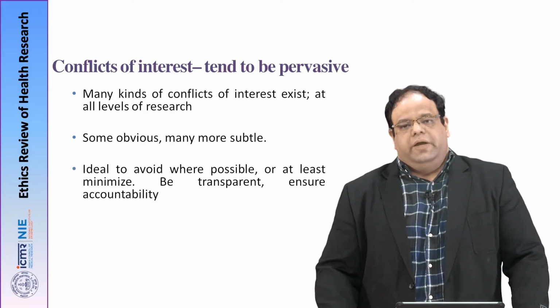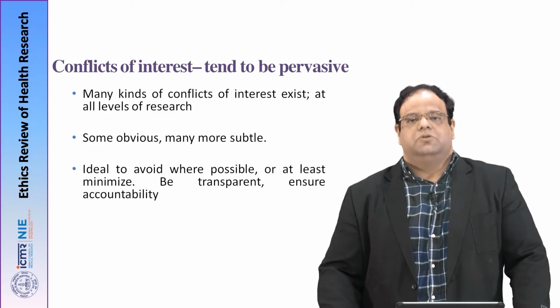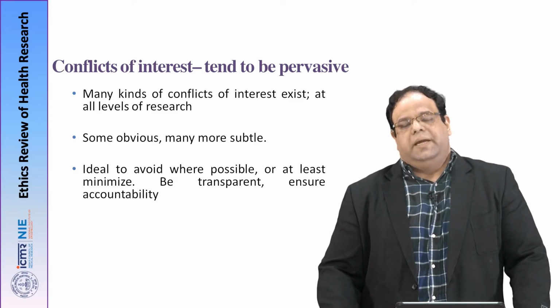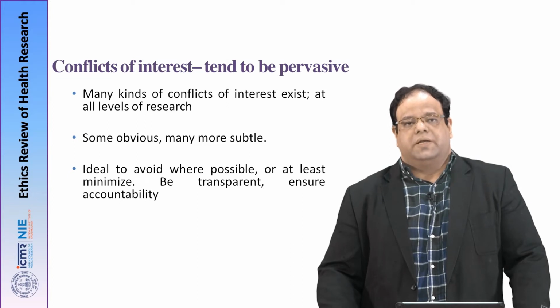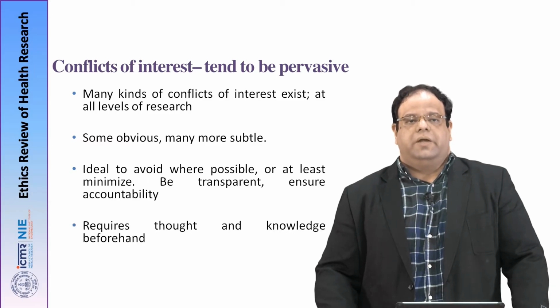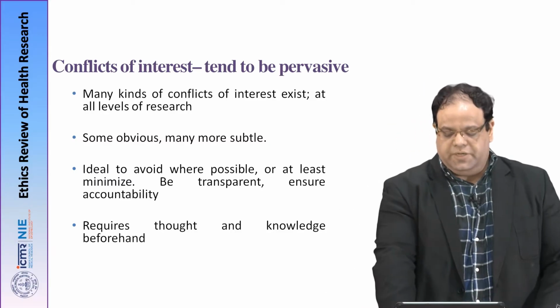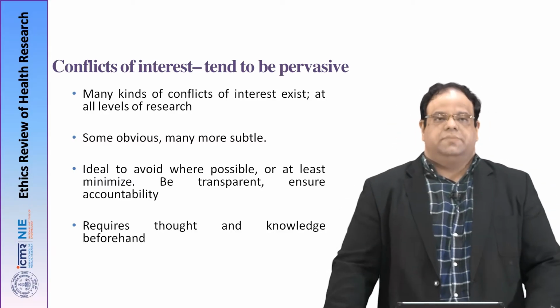It's ideal to avoid a situation where there is a conflict of interest, but if that's not possible, you should work on minimizing it. And hence, again, it's really important to be transparent also, as well as ensure accountability in such scenarios. But obviously, to be able to do that, you require adequate forethought and also knowledge beforehand of the kinds of conflicts of interest. So we'll look at some of those in this presentation.